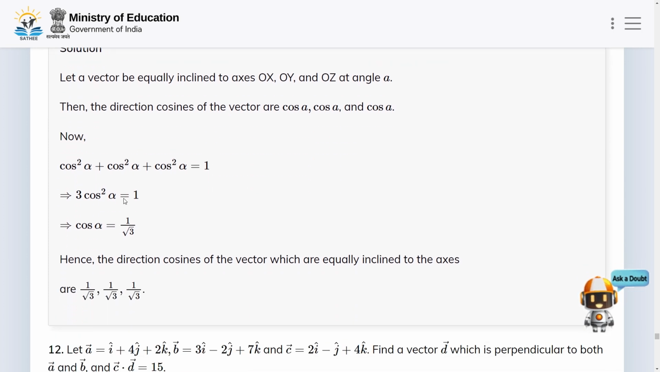Yes, plus or minus obviously, as it is already given that cos square alpha equals 1 by 3. This means cos alpha must be plus or minus. We are talking about plus and minus terms.